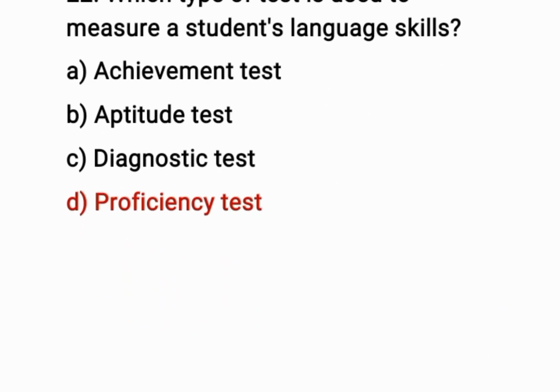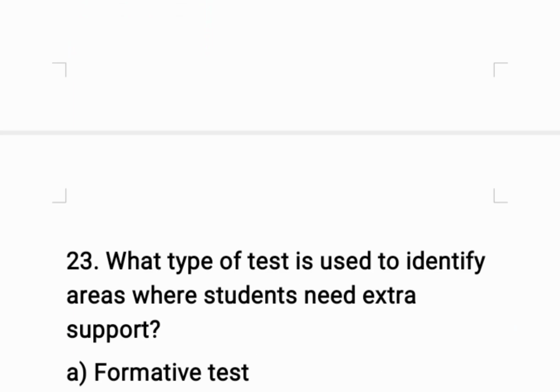Okay, question number 22. Which type of test is used to measure a student language skill? The correct option is D, proficiency test.